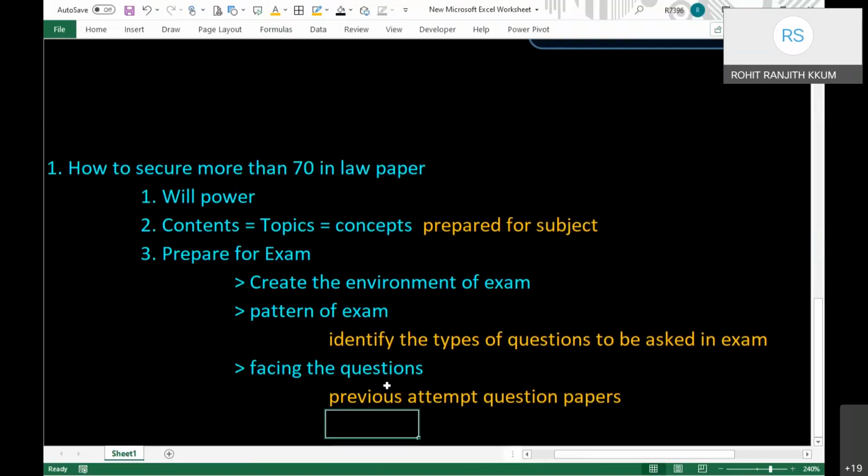And previous attempt question papers are, what I can say, the prototype of your real examination. So you can learn a lot out of the previous attempt question papers, including the patterns, the instructions, the marks, everything. Do you agree with me? Hello?